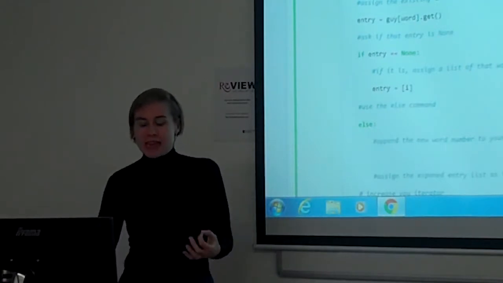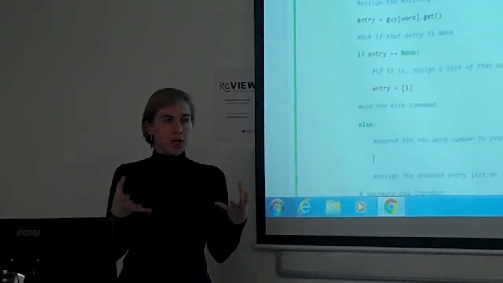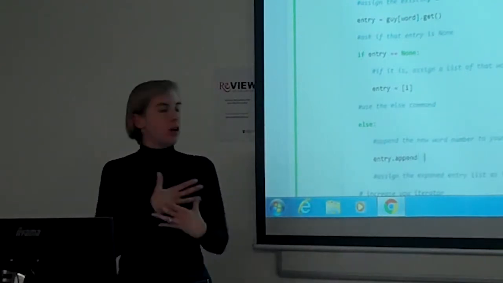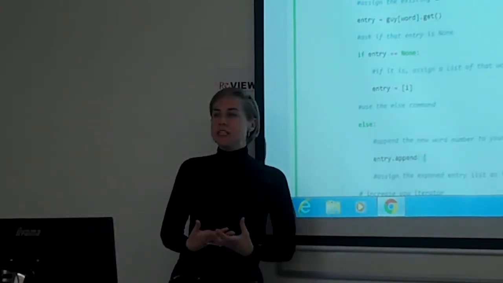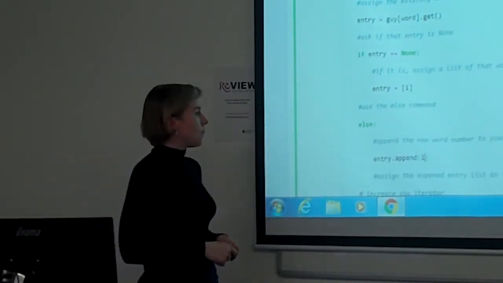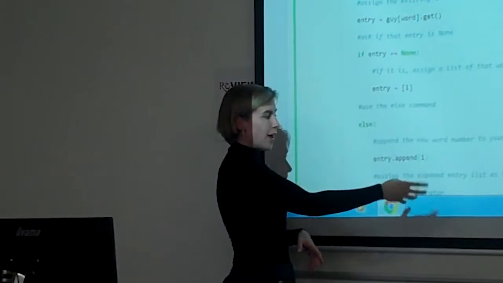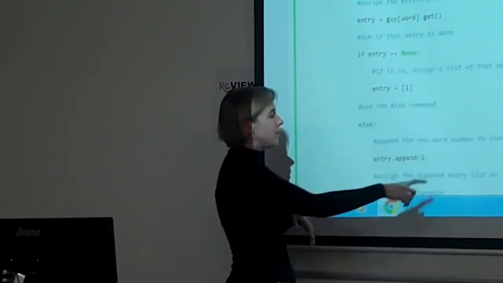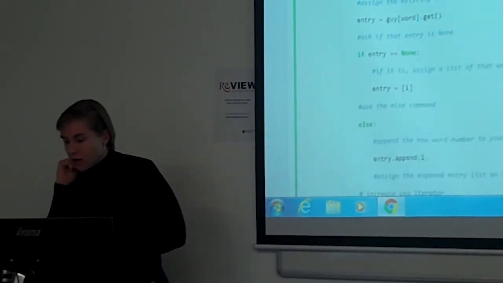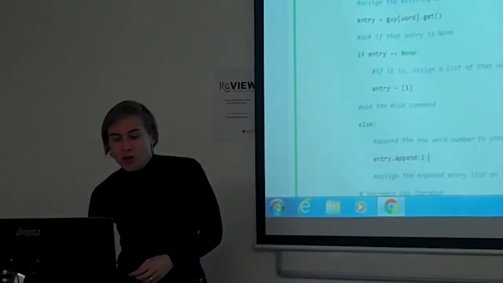we need to append the new word number to your entry list. So we need to take the entry, which is already a list, and we need to append a new object into it. So what are we appending into it? Yes. So what this basically does is it takes the entry list and it adds a new item to it at the very end of it, and the order doesn't really matter, and puts that new number onto it. Okay? So now entry is a bigger, stronger, better list.